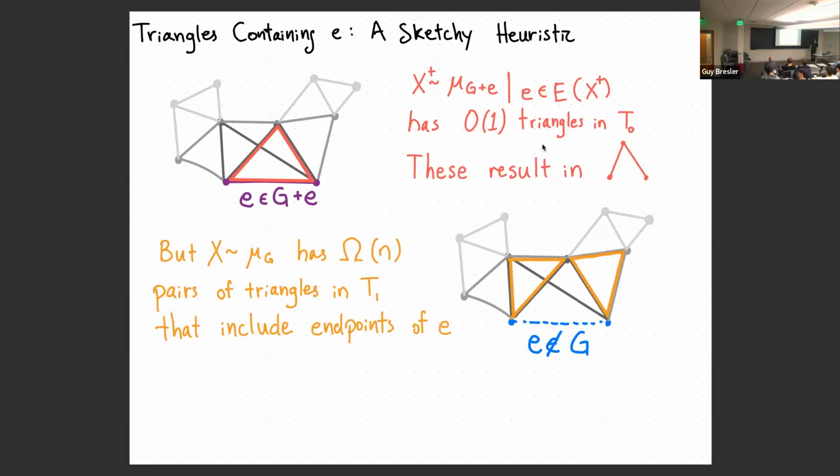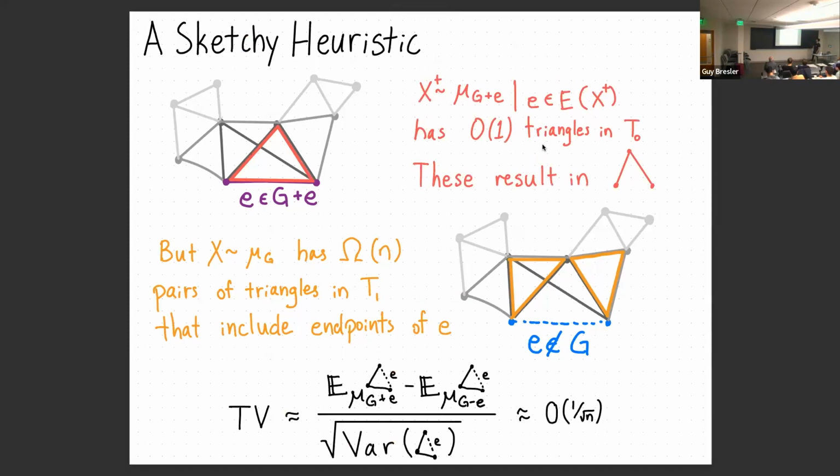But you might say, well, there's still a whole bunch of edges in x, right? So the fact that there's a wedge getting added in the x plus doesn't do much because x has a bunch of such wedges that are caused by triangles that just aren't this particular triangle. Okay, and so a sketchy heuristic that might suggest that the TV induced by this is 1 over root n is to compute the shift in mean divided by the standard deviation of these sorts of wedges.